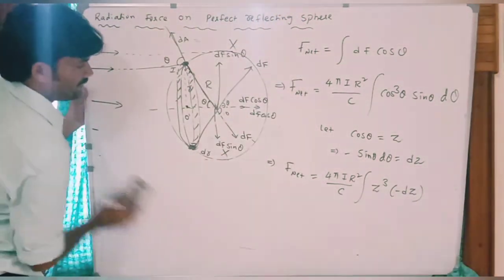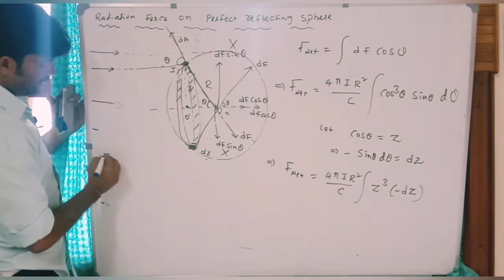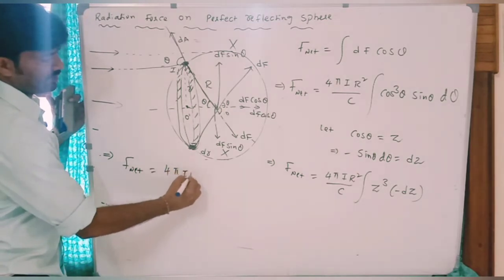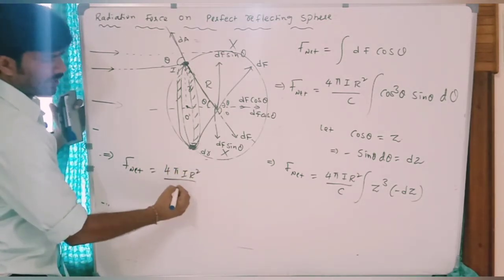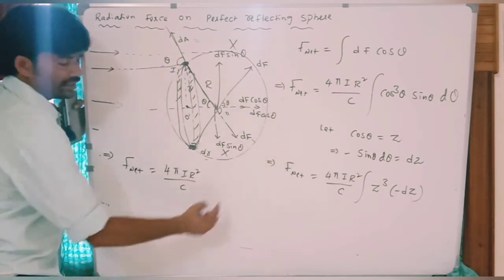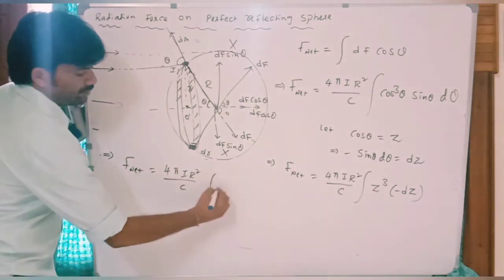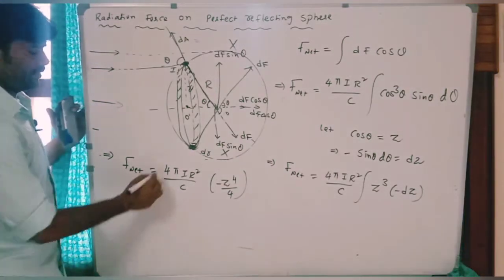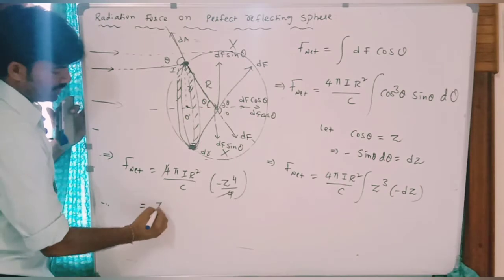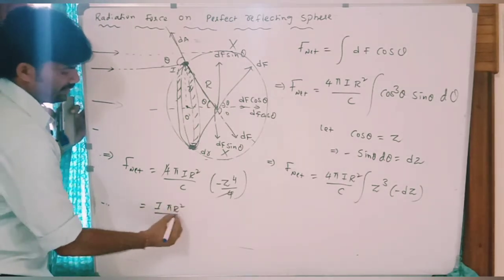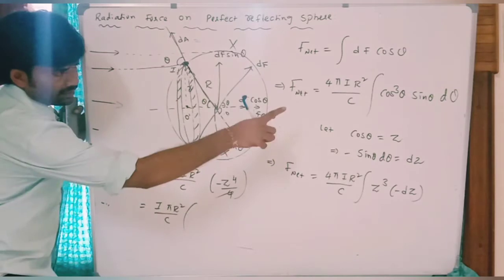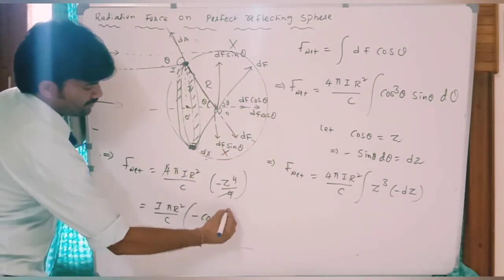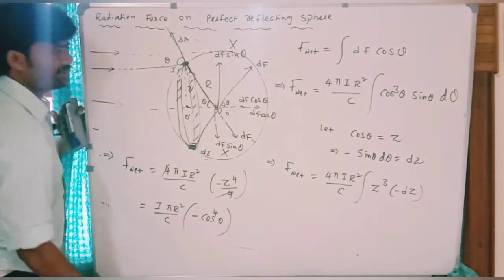So the integration of that will be, writing all the constant terms as they are outside the integration, 4 pi I r square by c. The integration of z cube dz is z power 4 by 4, and minus this 4 cancelled. So I pi r square by c. What is z? That is cos theta, so minus cos theta power 4.